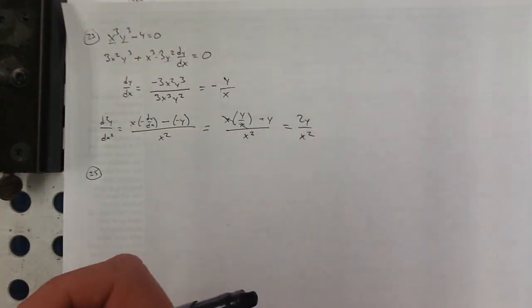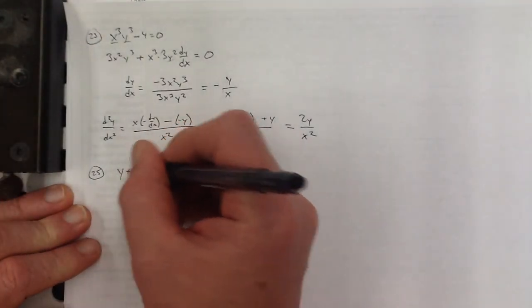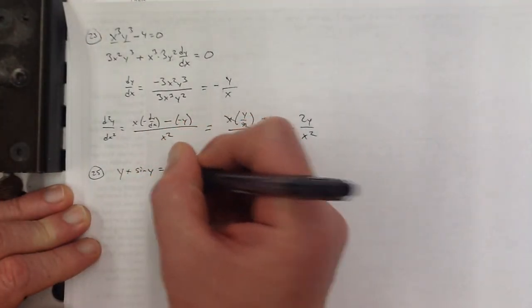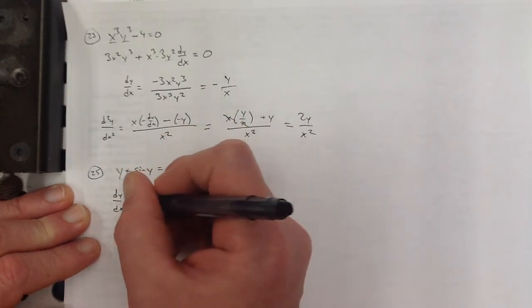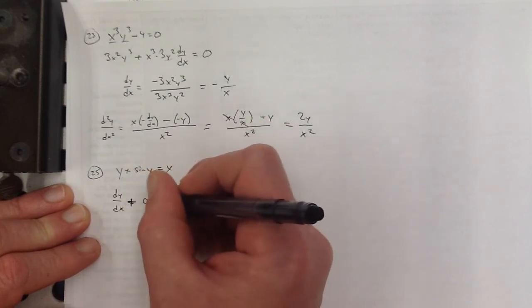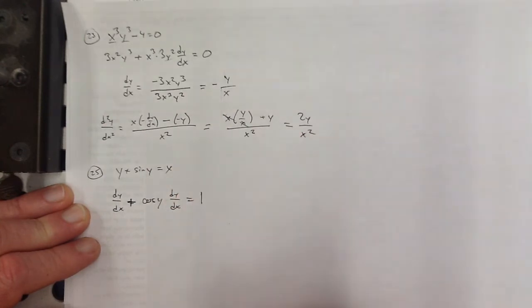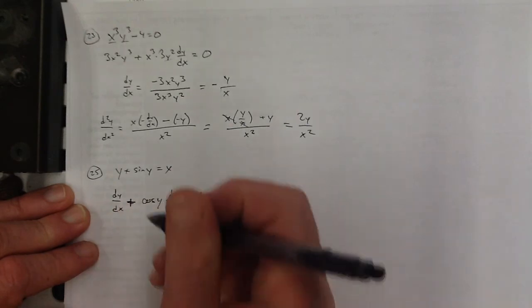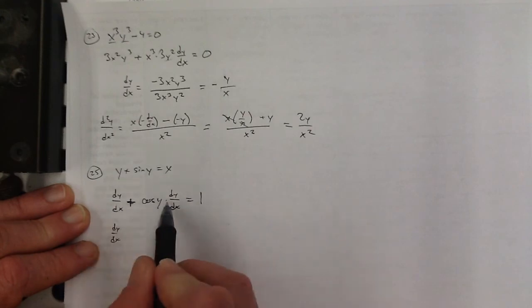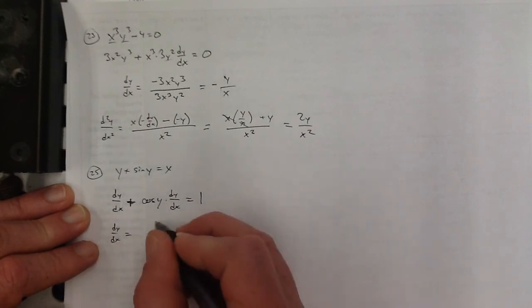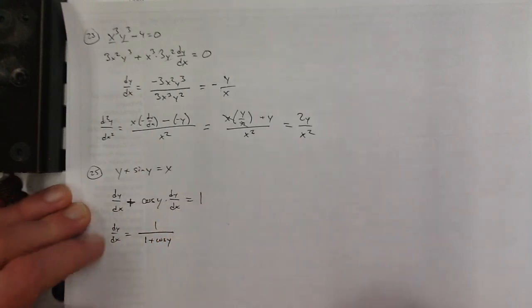Last one. Y plus sine y equals x. Derivative of y is dy dx. Derivative of sine y, sorry, don't know why I did that. Sine y is cosine y times dy dx equals 1. Okay, so solving here, that means dy dx, factoring that off of this, and then dividing that 1 plus cosine y over here. It'll look like that.